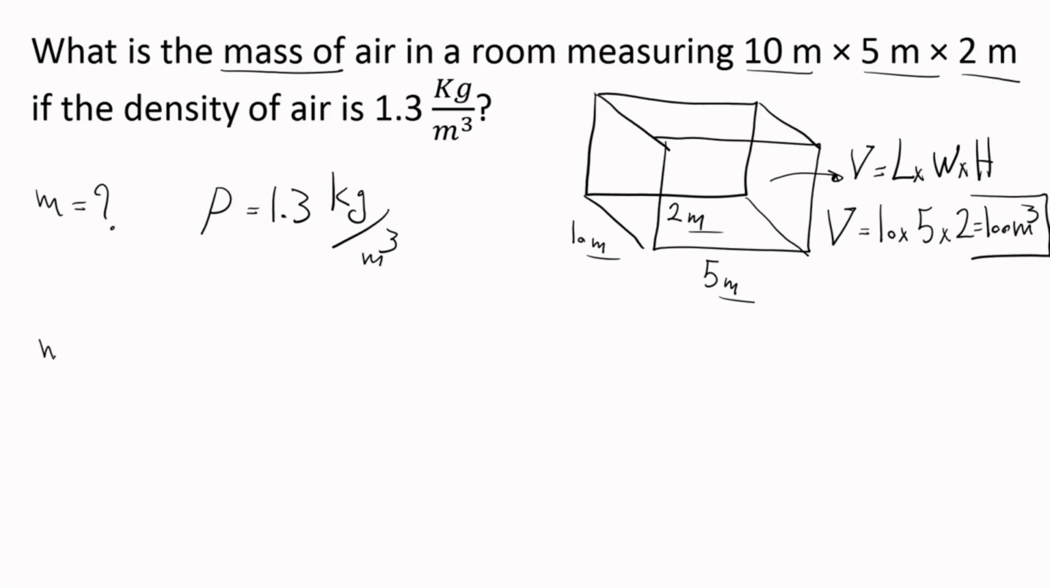Which formula should I use? M is equal to rho times V. Do I have rho? Yes, it is 1.3 times 100. I expect you to know how to do this multiplication, the answer is gonna be 130. And because I have density based on kilogram per cubic meter, volume based on cubic meter, the answer is gonna be based on kilogram.